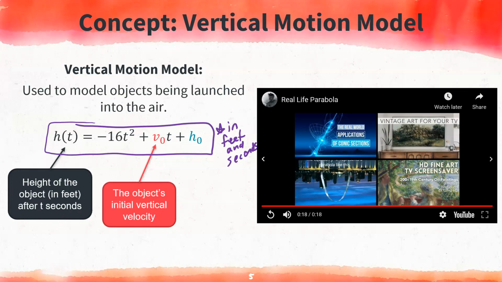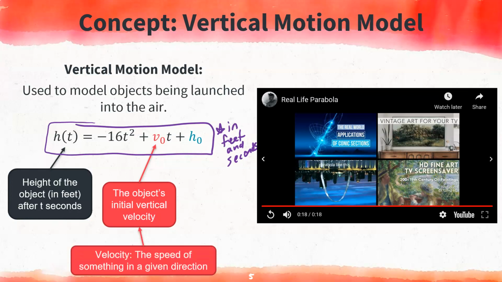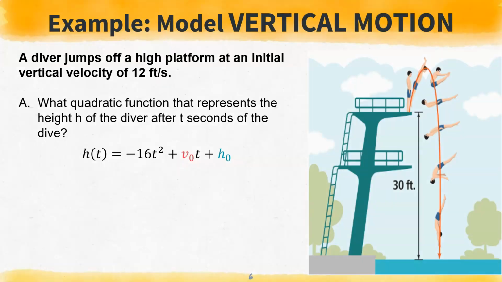Okay, now in order to define something, we also need to understand what velocity is. And velocity is the speed of something in a given direction. So you're basically finding the speed. And then the h sub 0 is the object's initial height. Okay, so go ahead and pause the video and make sure you get this information down in your notes. And then we're going to move on and do an example.